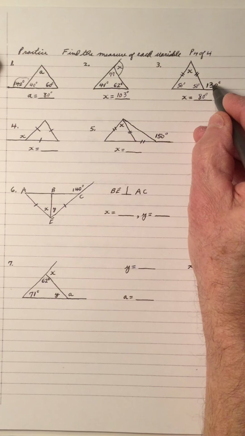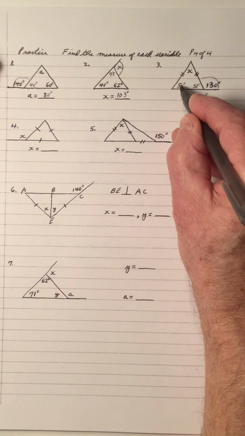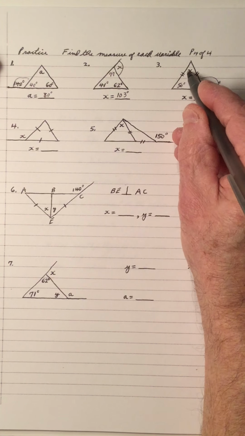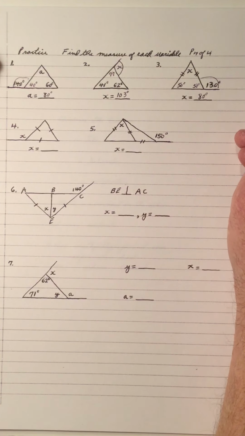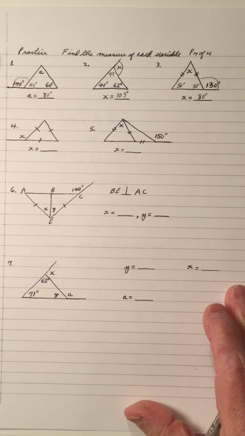Or if that's 130, that's the exterior angle. This angle, exterior, is equal to that one, plus x, 50 plus x, which is 80. Two angles equal, two sides equal. Three angles equal, three sides equal.